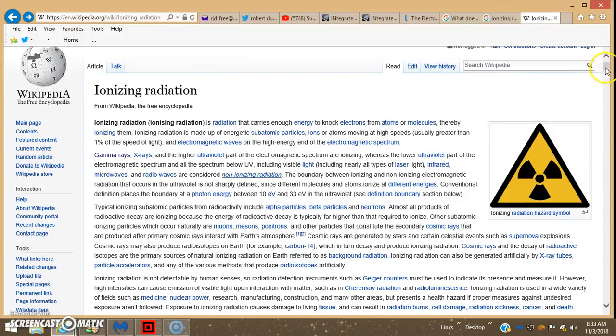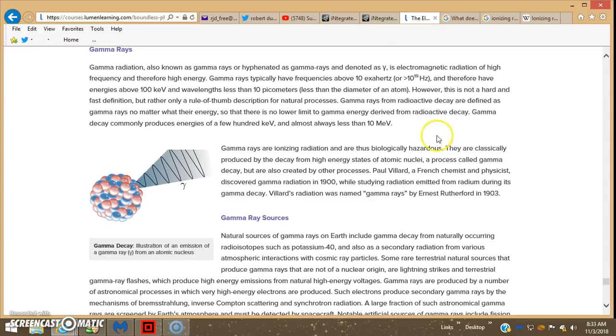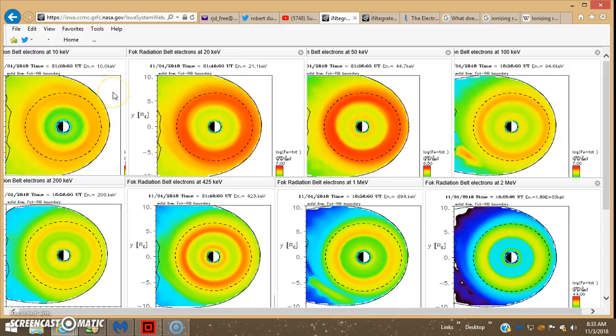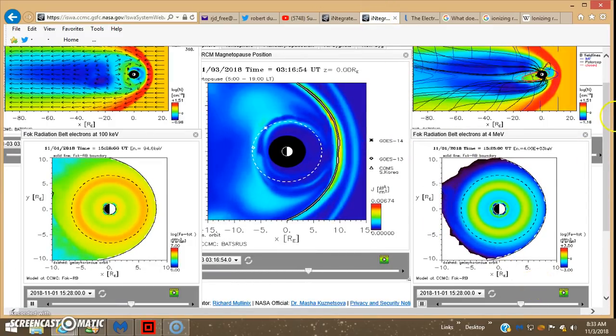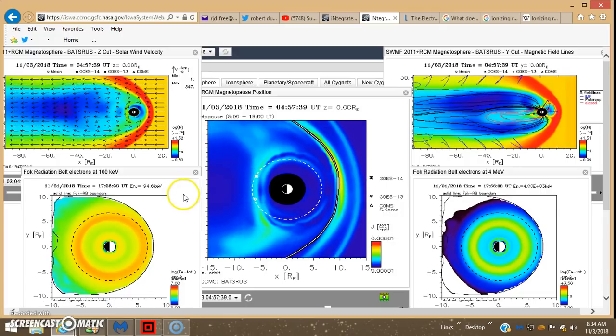Then I Googled ionizing radiation, and then you get into gamma rays. Gamma rays, here we go. Gamma rays typically have energies above 100 keV, less than 10 MeV. So I pulled up all these Van Allen radiation belts. Normally I've just been highlighting the 10 keV and the 4,000, which I don't have shown here, but I got it over here. So I just figured, since at 100 keV that's when gamma radiation starts, which is the most harmful radiation.